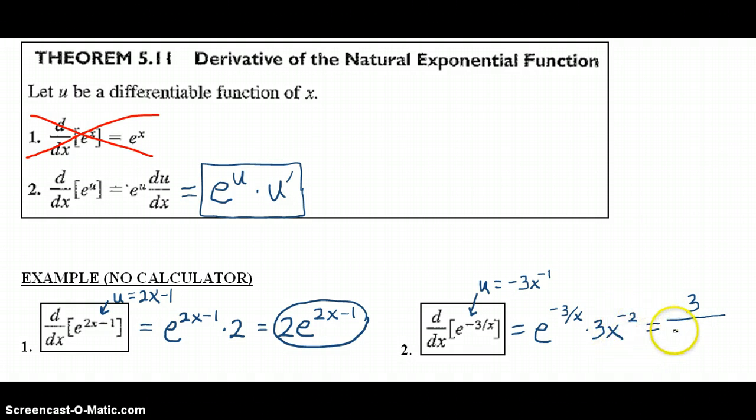X to the negative 2 power moves down and becomes x squared. And e to the negative 3 over x power also has a negative exponent and can move down and become e to the 3 over x power. More than likely that would be the answer I would expect to show up on a multiple choice question.